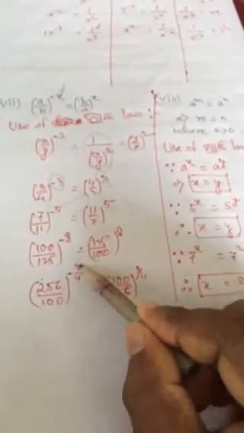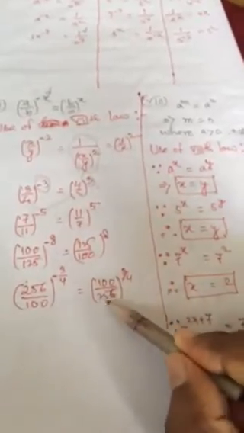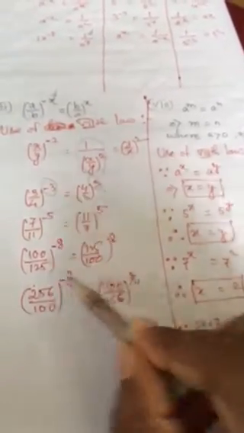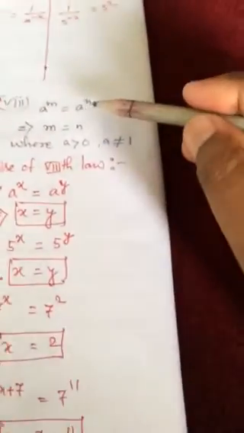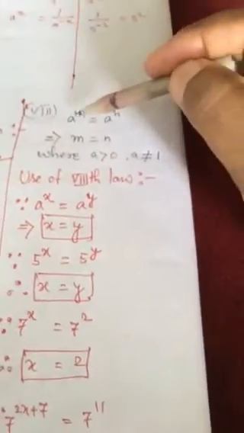So here also, 256 by 100 to the power negative 3 by 4 becomes 100 by 256 to the power 3 by 4. Negative changes into positive. Okay, so this is the use of the seventh law of indices. Now it is the eighth law of indices.